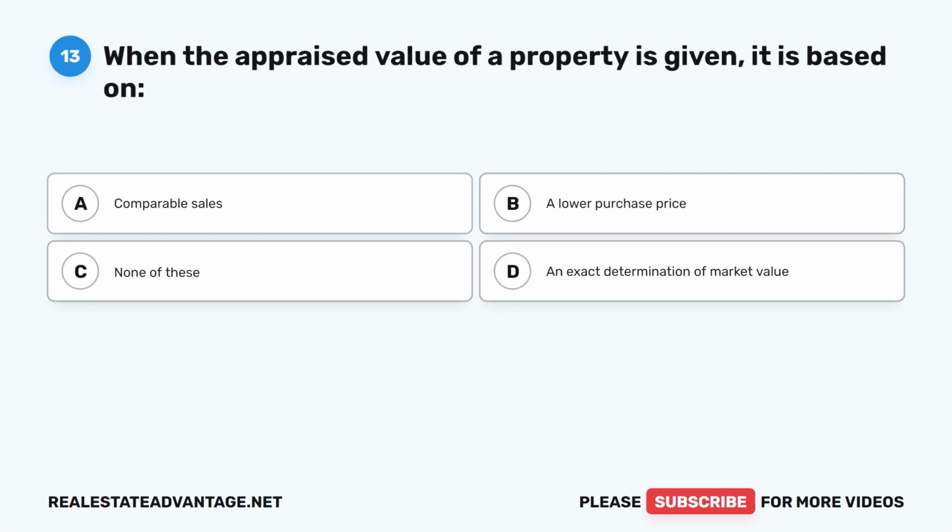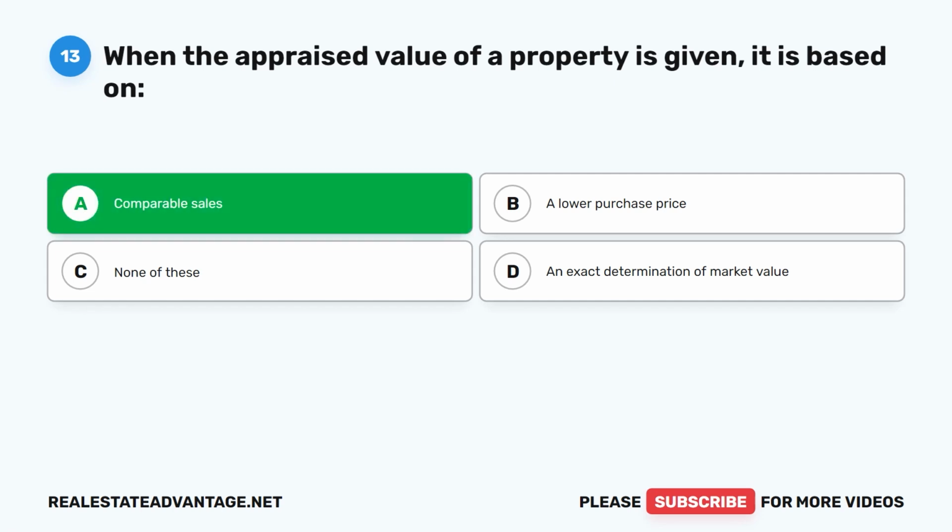Question 13. When the appraised value of a property is given, it is based on: A. Comparable sales. B. A lower purchase price. C. None of these. D. An exact determination of market value.